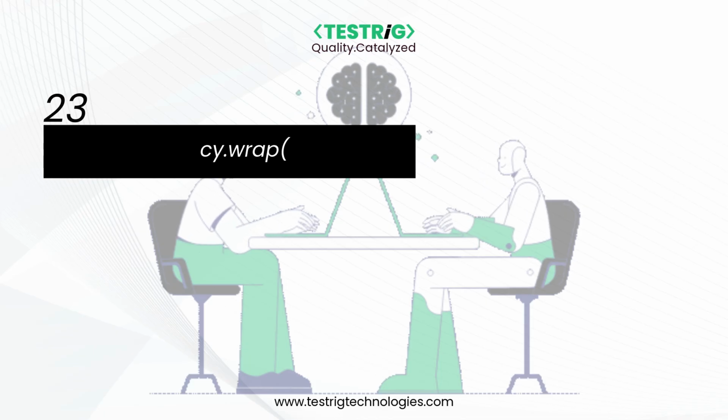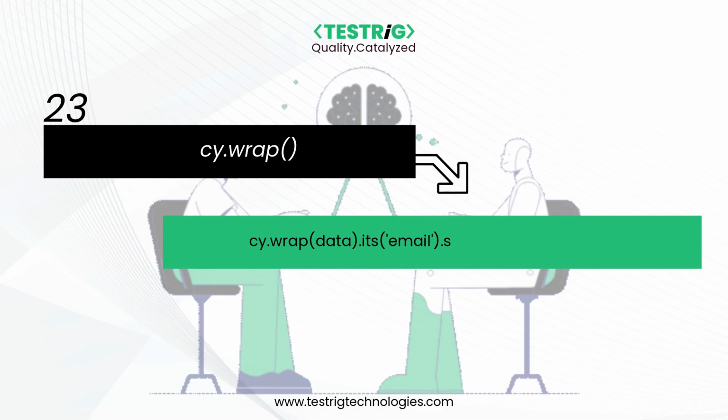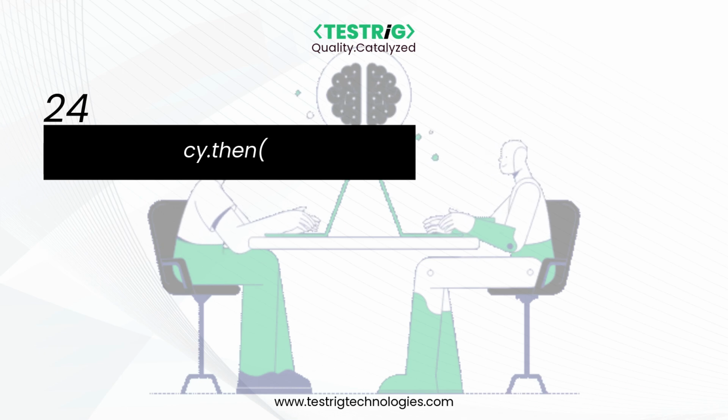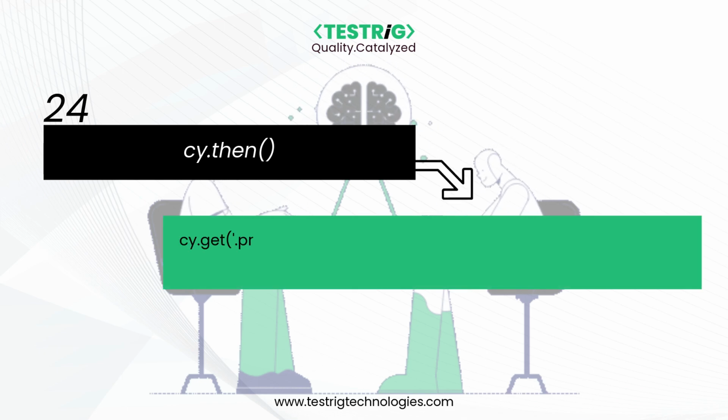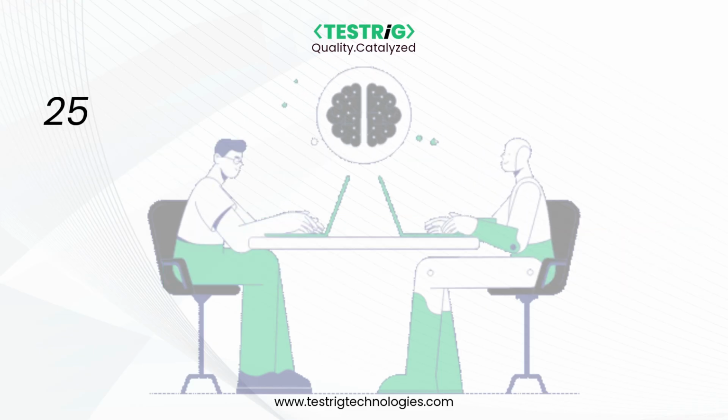cy.wrap wraps objects for use in Cypress chains. Enables assertion chaining on non-DOM objects. .then allows callbacks in test chains. Perfect for complex calculations or conditional logic.